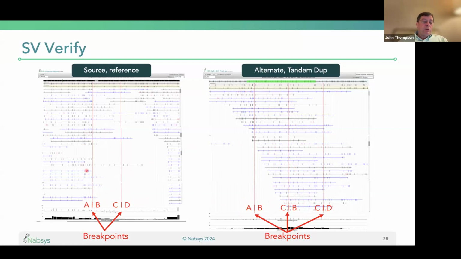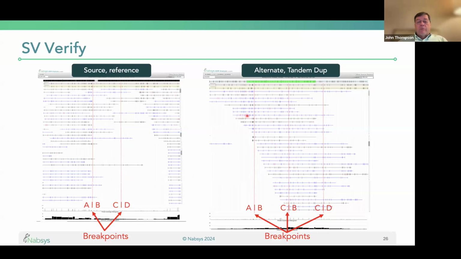So the fact that these molecules span the AB breakpoint or span the CD breakpoint is meaningless, because it's going to happen whether it's the reference or the alternate. The only breakpoint that really matters is CB, which does not occur in the reference.